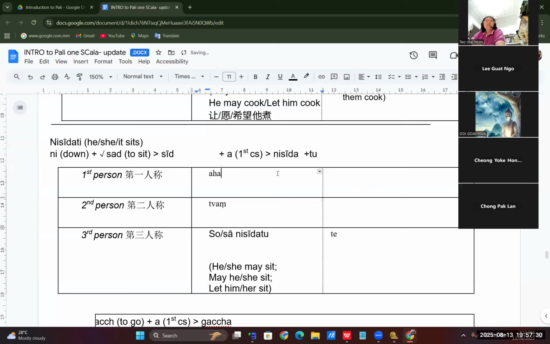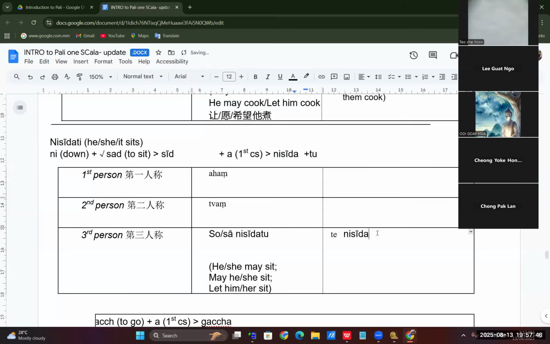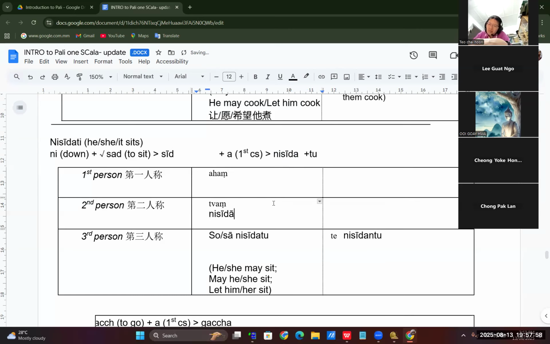Okay, this will be aham, and then this will be mayam. So after that, you put te, ni, si. What you do is actually you just copy the word nisida, then you put the entu. Okay, nisida, there's a verbal base, and put the entu. Then tuam, nisida. Remember we had two forms. One is nisida hi. Another one will be nisida. Okay, one is long and short.